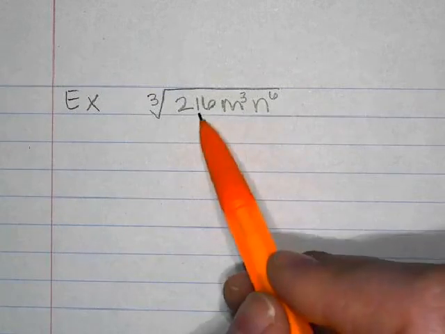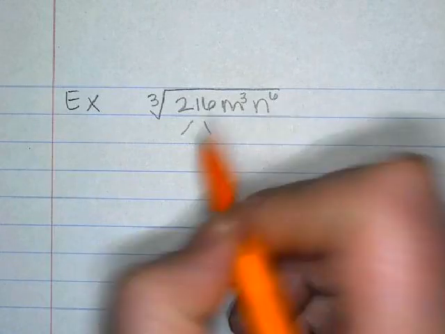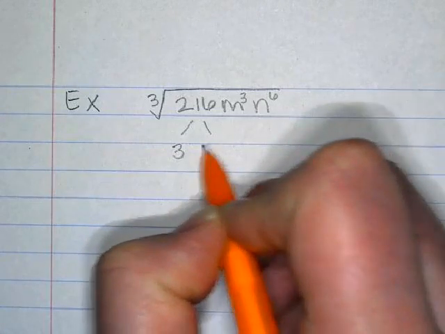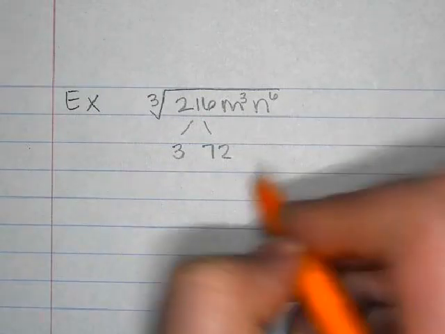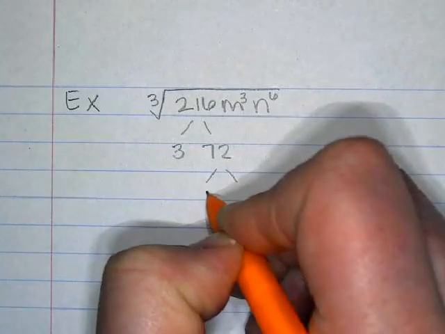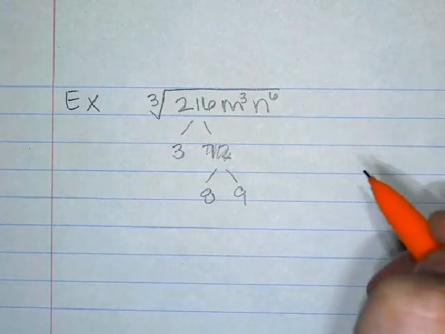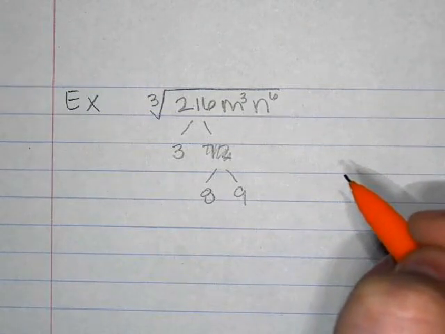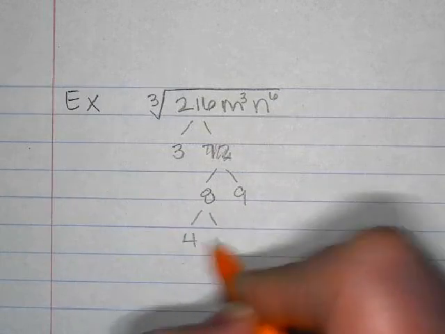Do the tree. So what multiplies to 216? 2 and 108. Or that. You said 3 and 72. Okay. And then how could we go from there? 8 and 9. Is that what you said? 8 and 9. Okay. And then what do we do? 4 and 2, 3 and 3.